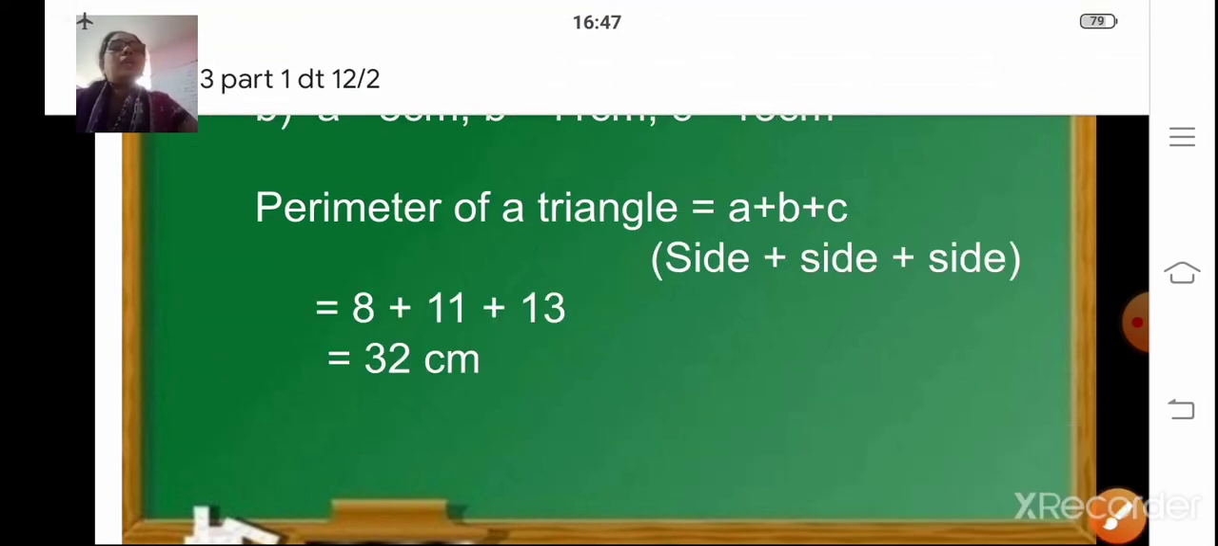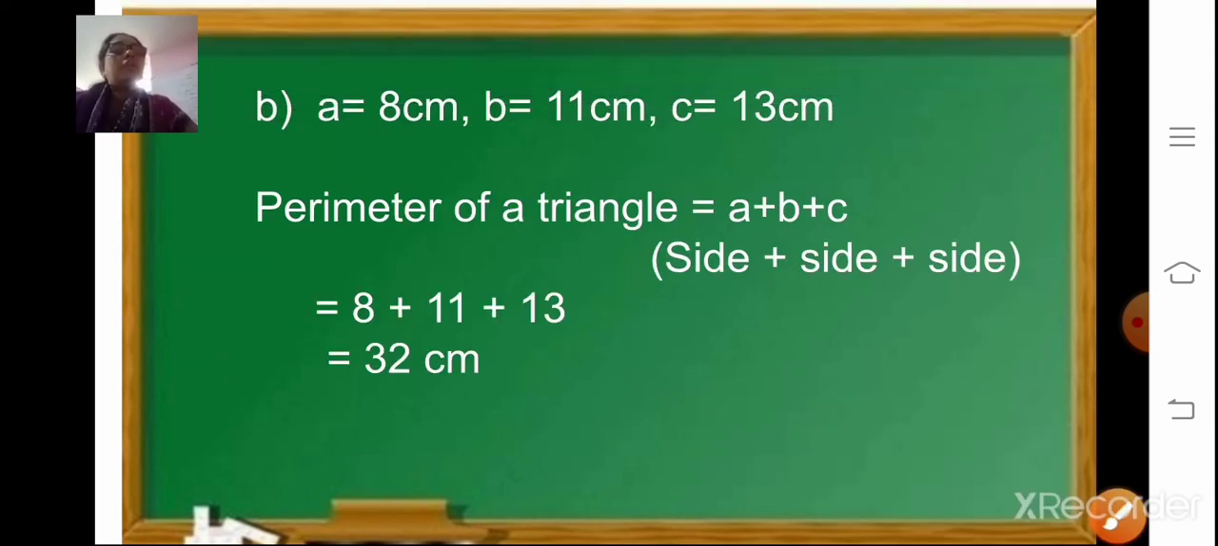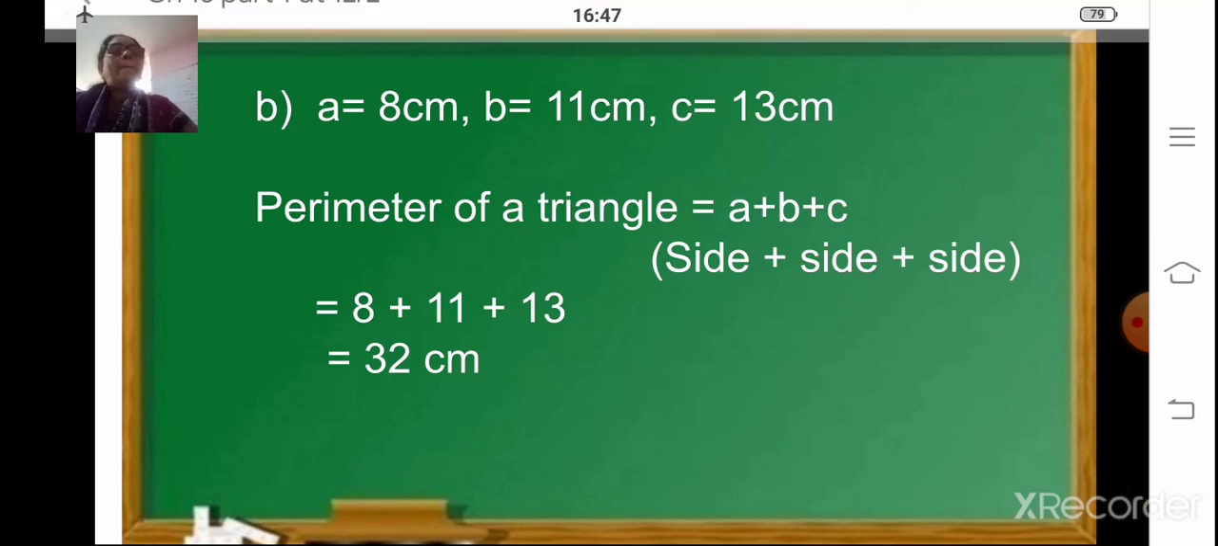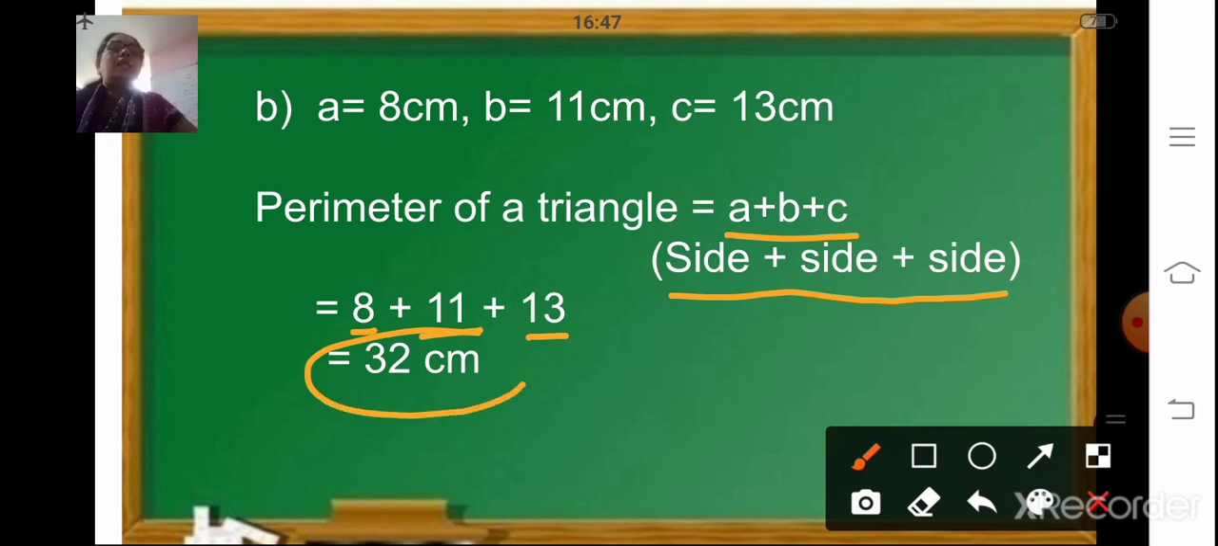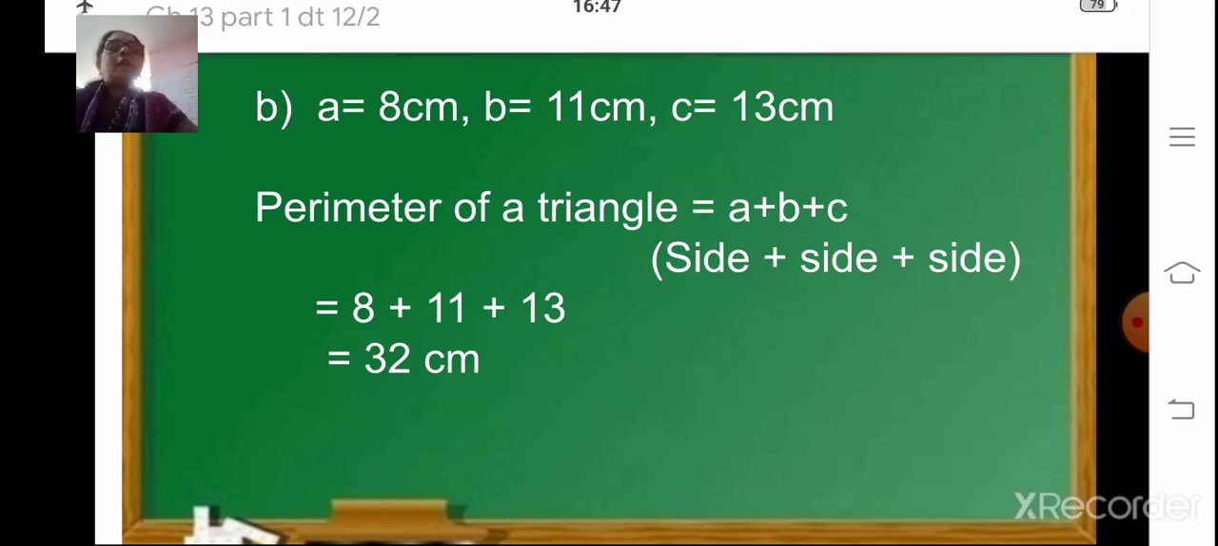Coming, just the working of the sum is shown here in the slide. Yes, the perimeter of a triangle is A plus B plus C. That means side plus side plus side. So A is 8 centimeter, B is 11 centimeter and C is 13 centimeter. Now when you add all the three sides, your answer is 32 centimeter. Coming to the next sum.